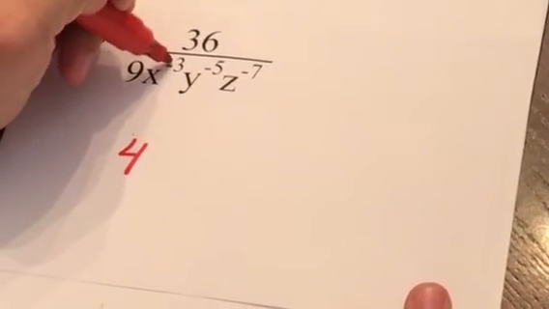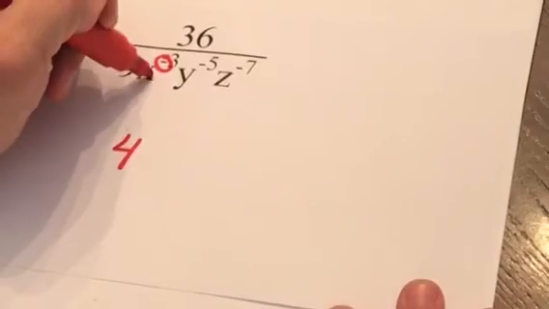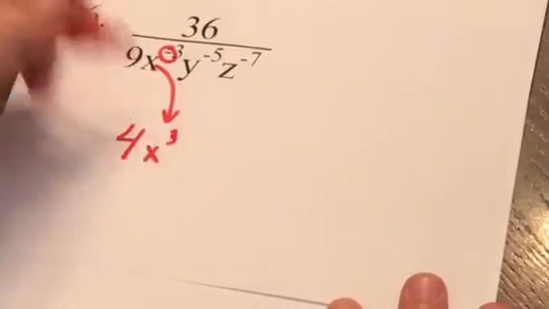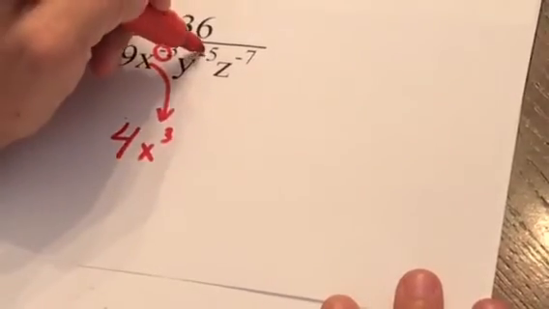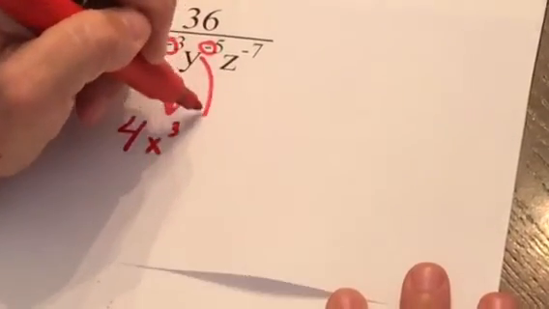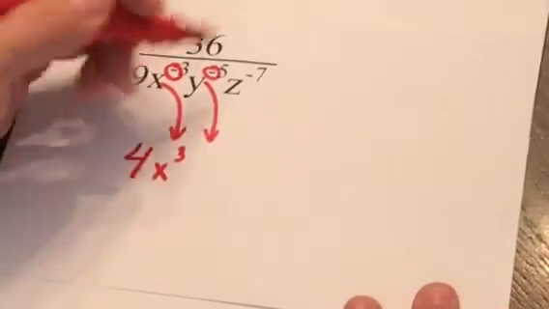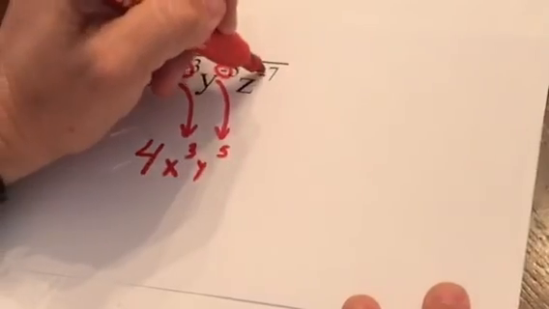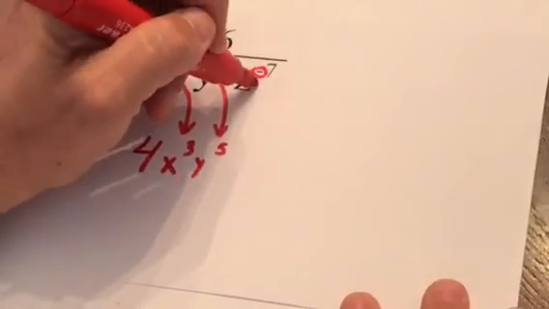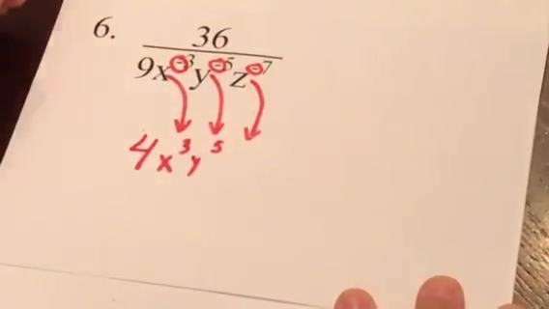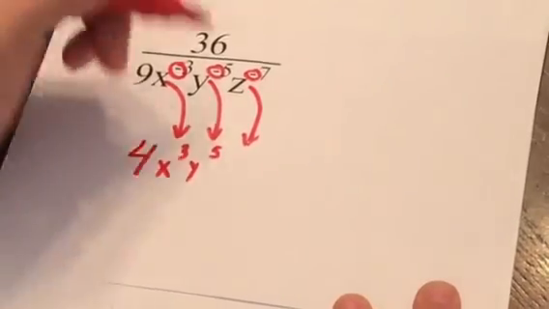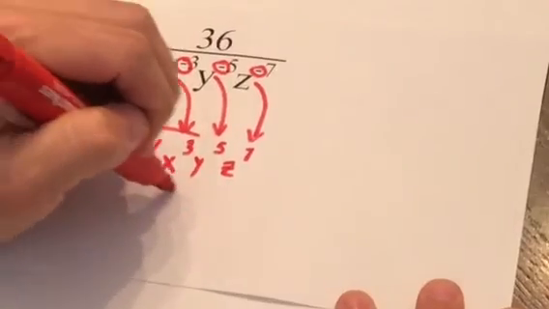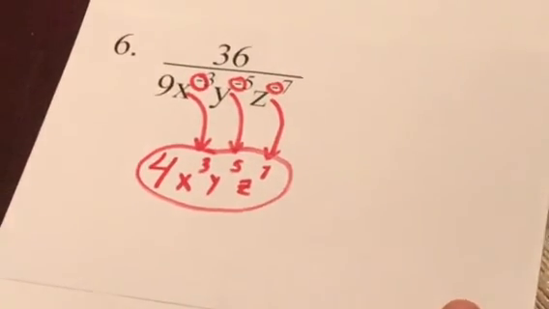X to the negative third. The negative exponent will move the x up top beside the 4 and turn positive. Y to the negative fifth will move the y up top beside the 4 and the x and turn positive. Z to the negative seventh power will move the z to the top beside the 4, the x, and the y and turn positive. And our final answer for number 6.